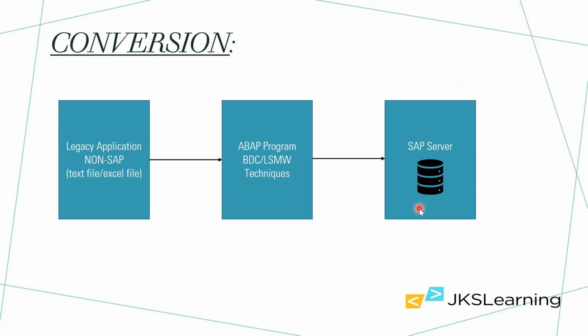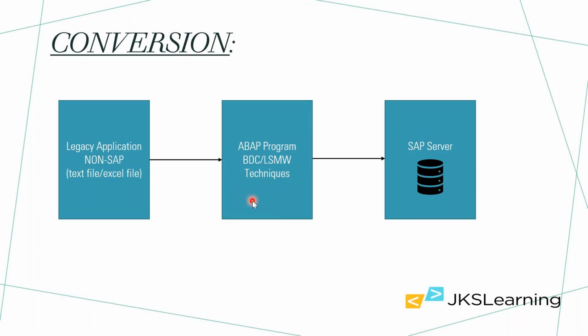Next is conversion. Conversion, take a very simple example. You have one customer, for example, Tata. They are completely on a legacy application, that is, they are not using a SAP system. They are storing their data in a text file or an Excel file. Now they want to move to SAP from the non-SAP system. In that scenario, conversion comes into place. This legacy non-SAP data will be converted to SAP format by using some programs and techniques in SAP, called BDC or LSMW. So this is called conversion.